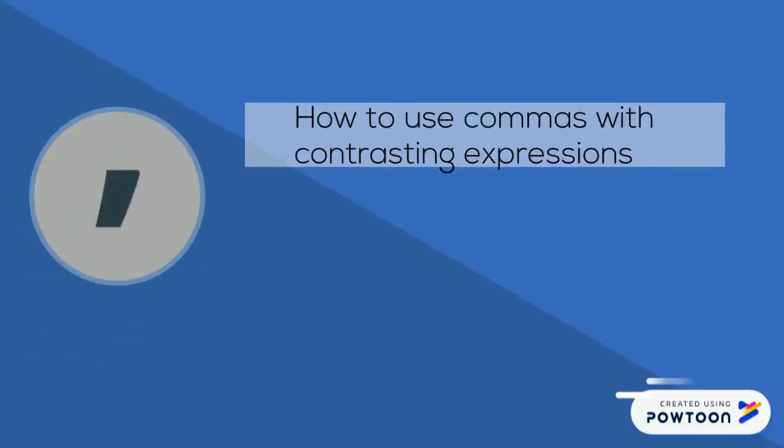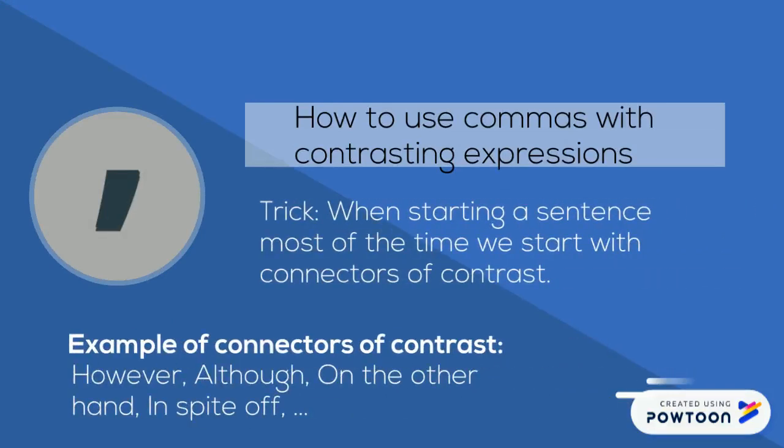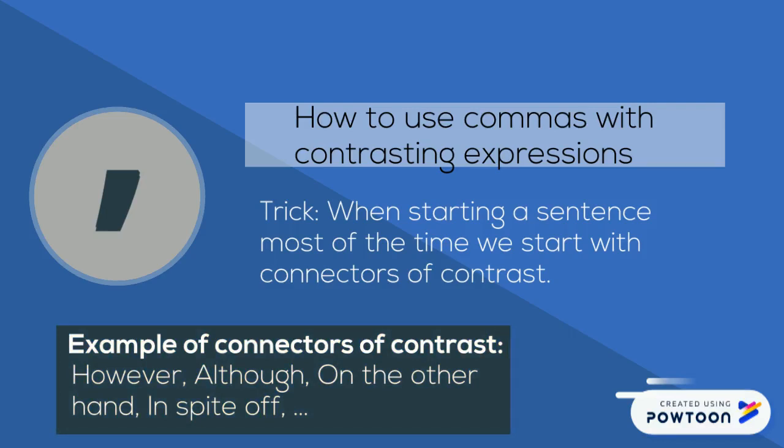How to use commas with contrasting expressions. Here's a trick: when starting a sentence, most of the time we start with connectors of contrast. We have to put a comma after them. Examples of connectors of contrast: however, although, on the other hand, in spite of.